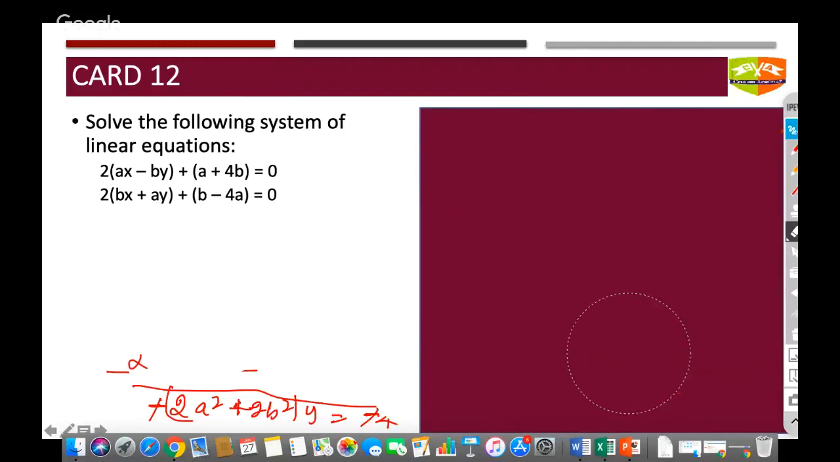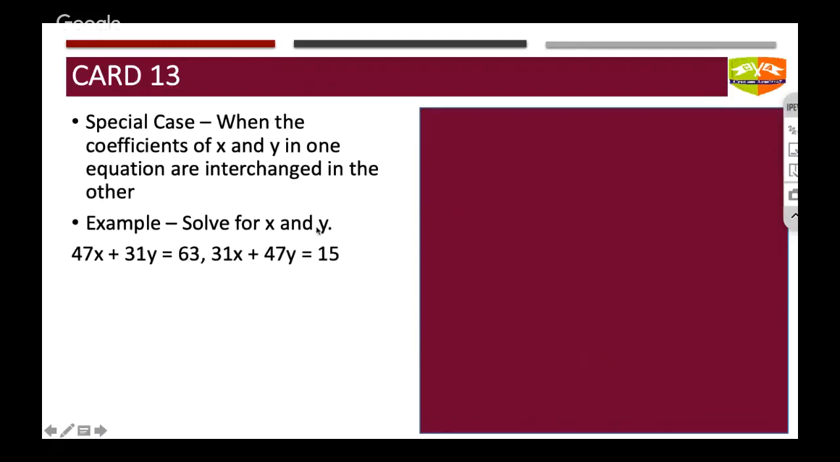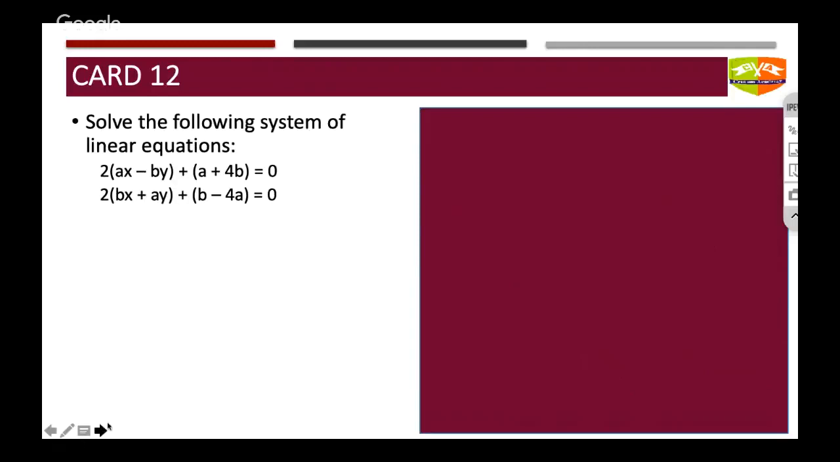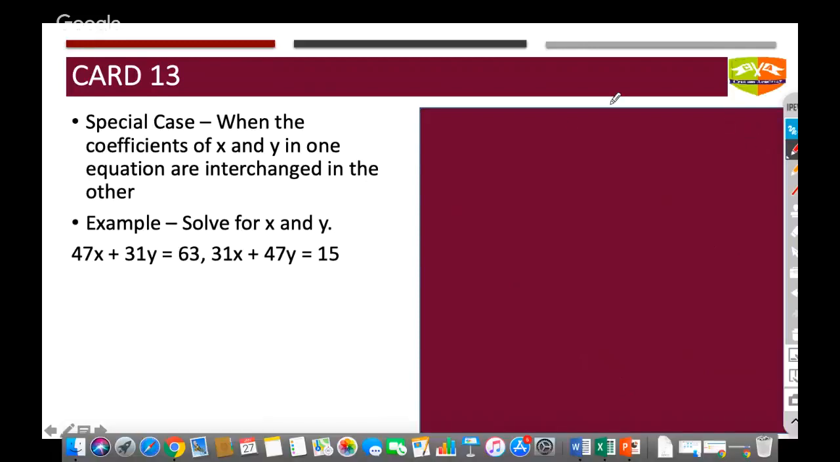Wherever the method is not mentioned, please identify which method is suitable for you, and the same method has to be used. Now let me take this equation. I have taken a special case: 47x plus 31y is equal to 63, and 31x plus 47y is equal to 15. What this means is I am interchanging the coefficients of x and y in both the equations.